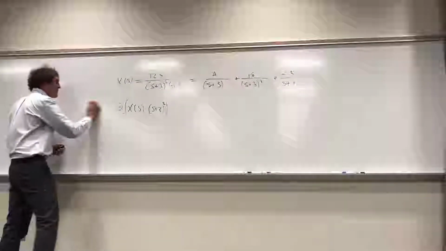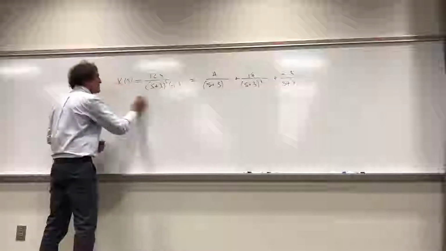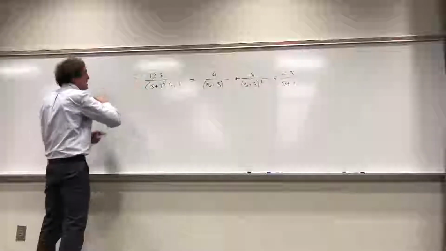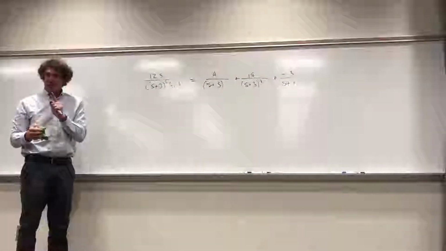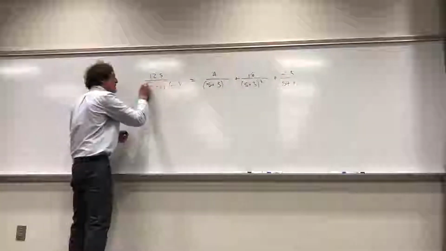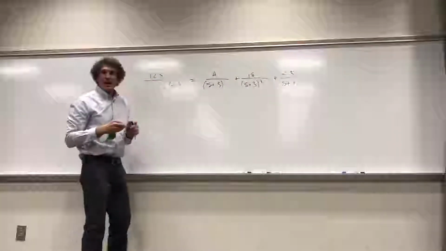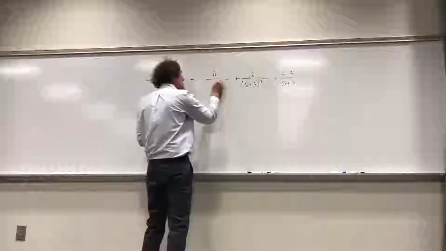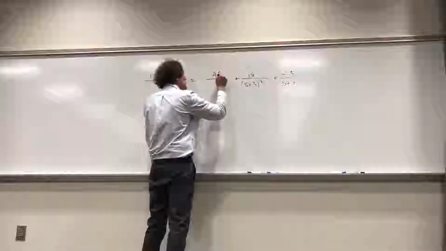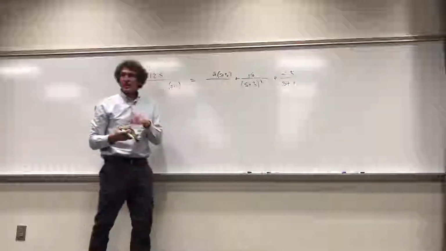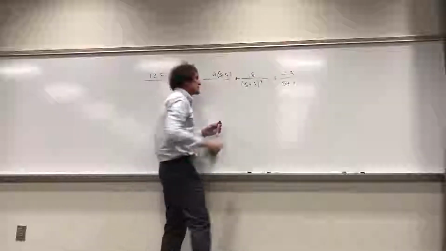So now, when I multiply both sides by (s plus 3) squared, right? Follow me. Gets rid of that, right? Gets rid of that one, right? Then I multiply by (s plus 3) squared, I have s plus 3 here, don't I? Correct, class? I multiply by (s plus 3) squared, gets rid of that.